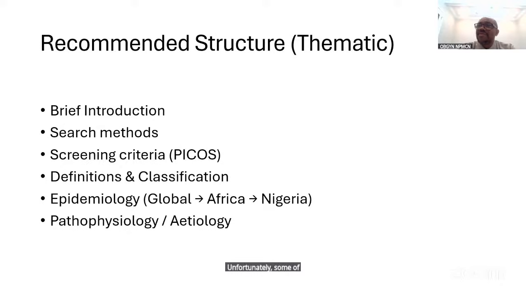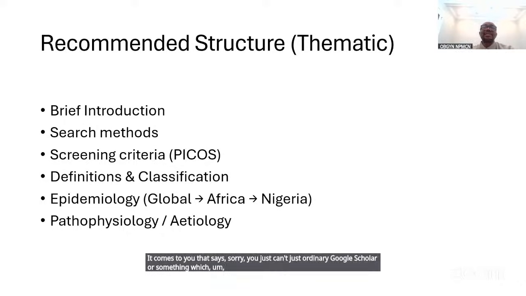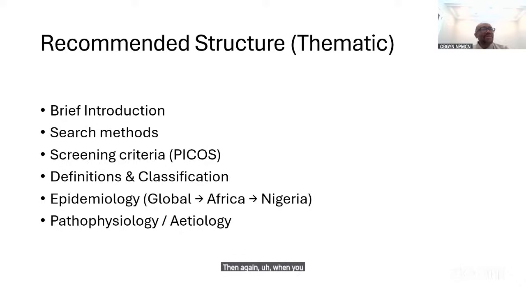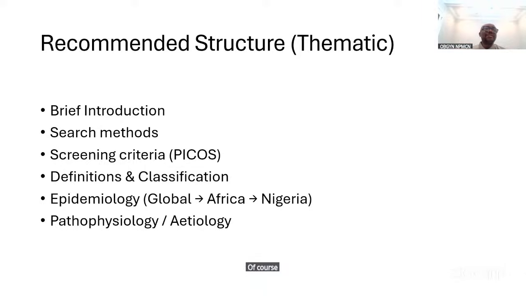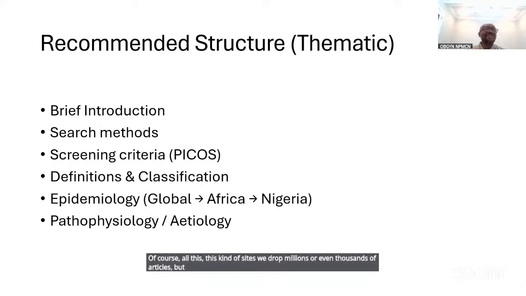Unfortunately, some of us will say we did literature searches and got 16 or 60 articles. It comes to you, the assessor, and you just use ordinary Google Scholar or something with refinements, and you see 1,000 articles. You start wondering, are we using the same web? Then again, when you use this search method, remember to use correct terminologies and Boolean operators like and, or, not, and all those things. Very, very important. Of course, all these sites will throw up millions or even thousands of articles, but you are not going to review all of them. You don't have that kind of time.